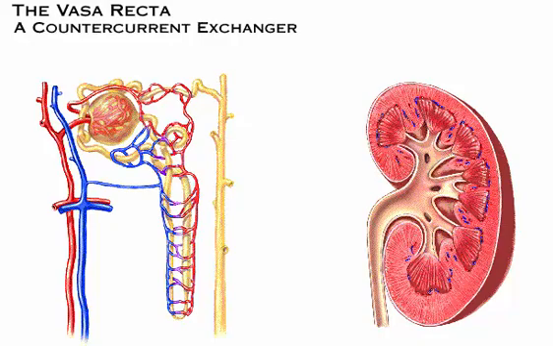To avoid this problem, the capillaries of the vasa recta, as shown here, form hairpin loops, enabling them to function as counter-current exchangers. Click the vasa recta to see its function.